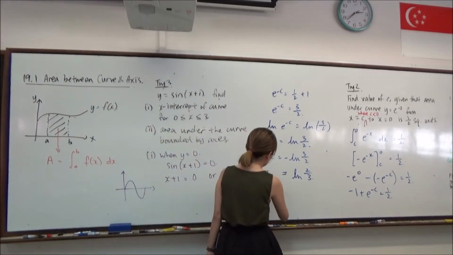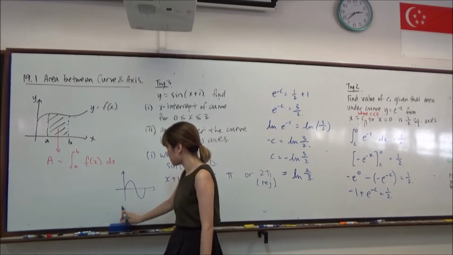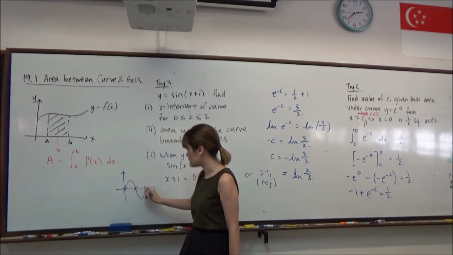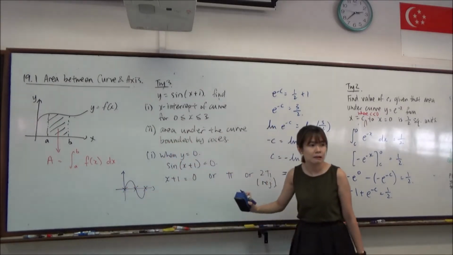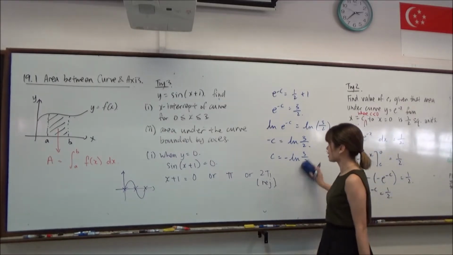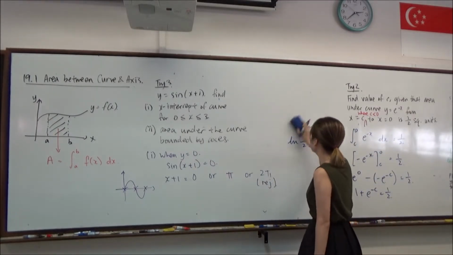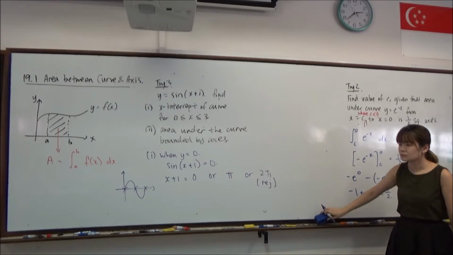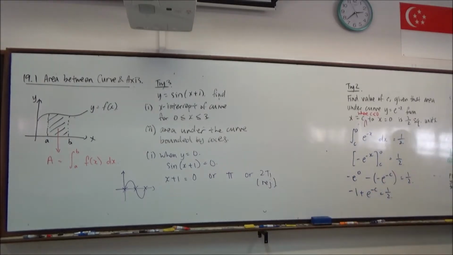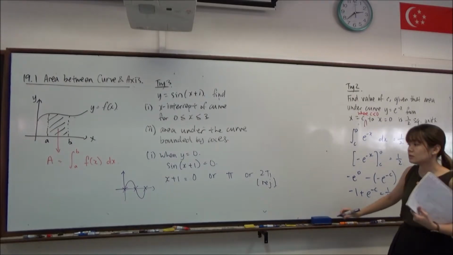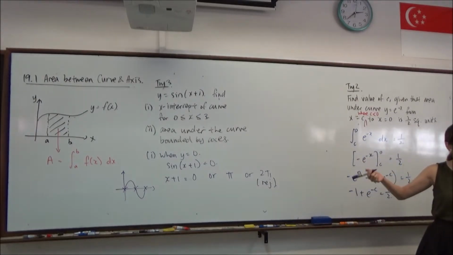Like the graph X-intercept has 3 1. Oh, that's 1 cycle, 1 period. Okay. So 2 pi is out because 2 pi will be 6 point something already.